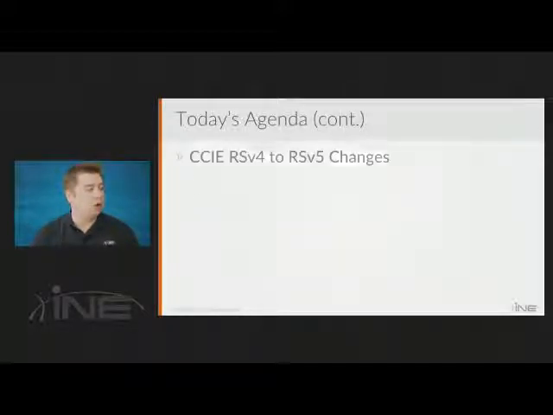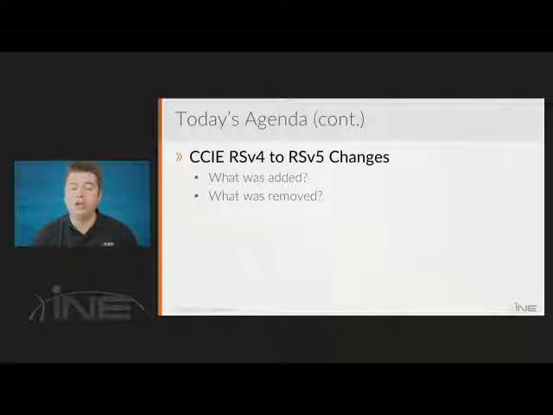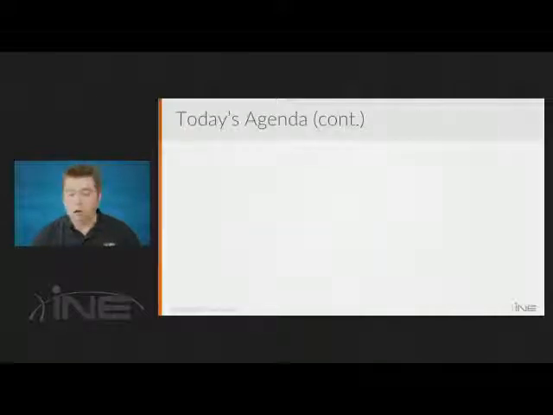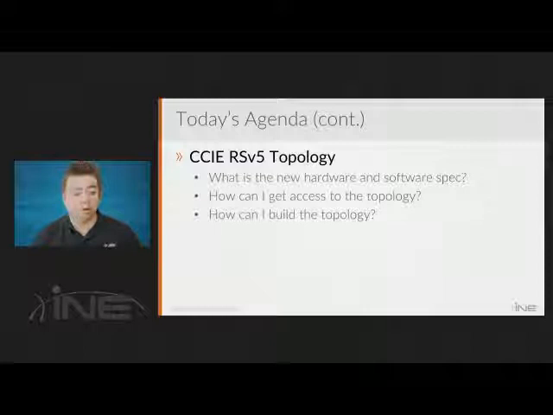We're then going to spend some time talking about what actually changed between the CCIE Routing and Switching version 4 blueprint and the version 5 blueprint in terms of what topics were added, what topics were removed, and then how that is going to affect your preparation if you have already begun studying for the previous blueprint. We'll then talk about the topology changes as well, so not only the technical topics, but also how this affects the hardware that you would be using when you're preparing for the lab, both from a hardware platform point of view and a software platform point of view.